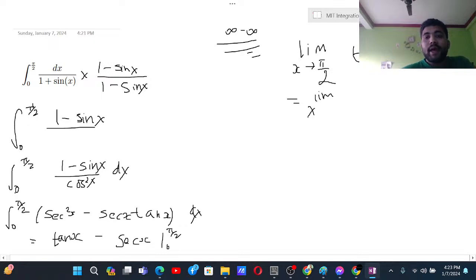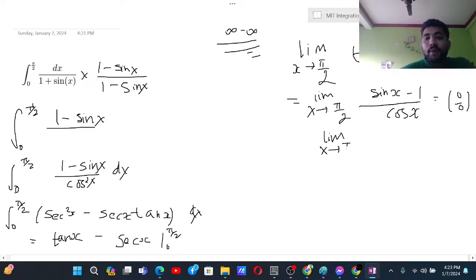So we get the limit as x tends to pi by 2 of sine x minus 1 over cos x. Now this is 0 by 0 form, so you can use L'Hopital's rule. We get the limit as x tends to pi by 2 of cos x over minus sin x, which is again minus cot x. That doesn't make any difference. So let's try some other way, rather than using L'Hopital's rule, and simplify in other ways.